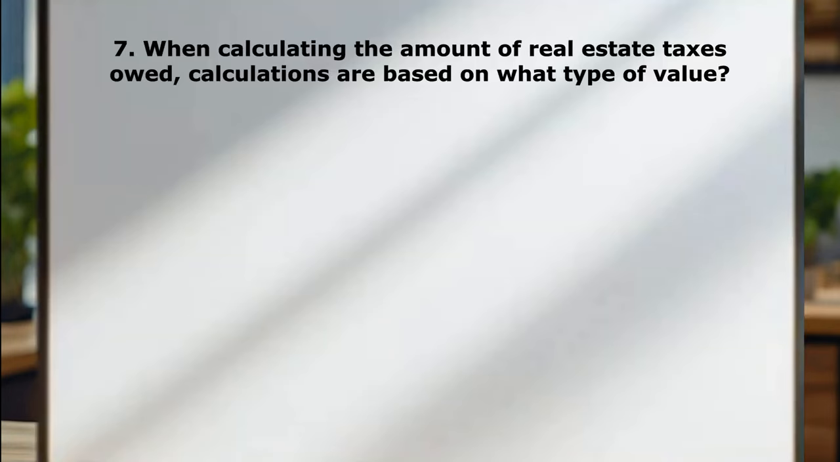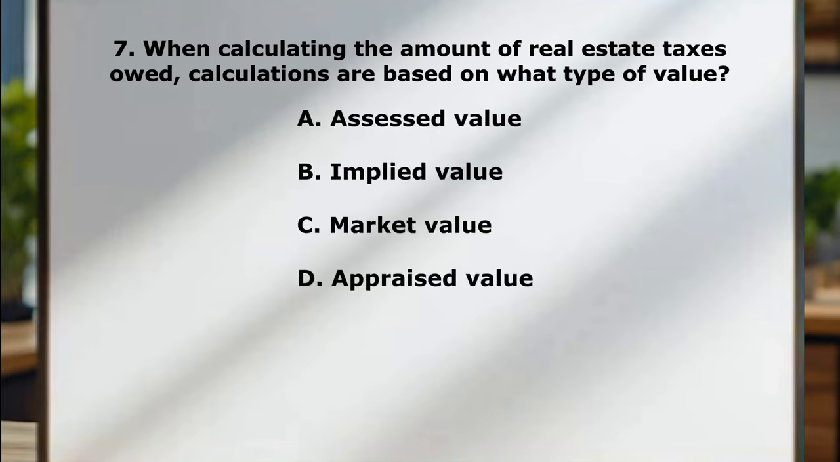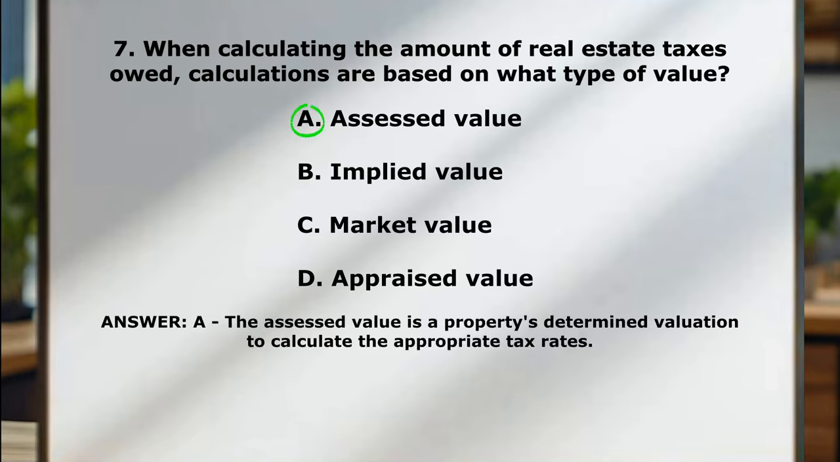Okay, question number 7. When calculating the amount of real estate taxes owed, calculations are based on what type of value? A, assessed value. B, implied value. C, market value. D, appraised value. And so for any of you that have paid property taxes, you're going to know the answer is the assessed value. The answer is A, a property's determined valuation to calculate the appropriate tax rates.